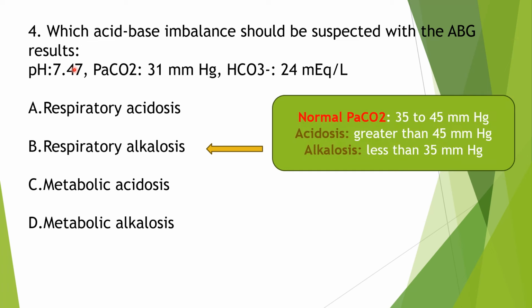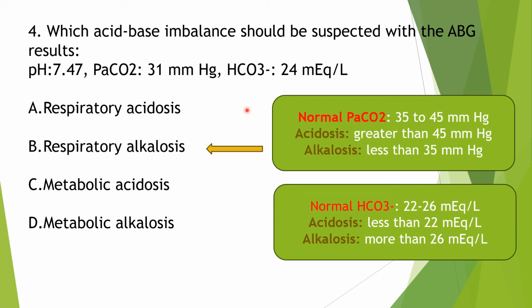So here you need to understand two things, normal PaCO2 and normal bicarbonate. Normal PaCO2 is 35 to 45 mm of Hg. If it is greater than 45 mm Hg, carbon dioxide is more. That time it is acidosis. Carbon dioxide more is related to acidosis because carbon dioxide will become carbonic acid. More carbon dioxide, more carbonic acid, acidosis. Less than 35 mm of Hg results in alkalosis.